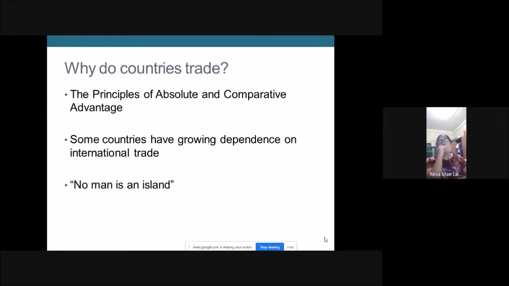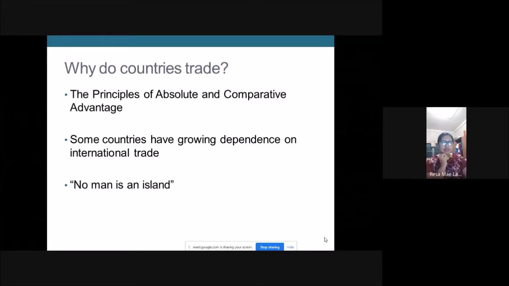Kasi we have to satisfy the needs of the people. And tayo din, mag-e-export din tayo sa kanila. For example, our top export products are coconut, bananas, and sugar cane. Pwede natin yun ma-export sa other countries, and the countries will process these raw materials, these inputs, into finished products. So ganun, that is the importance of international trade.